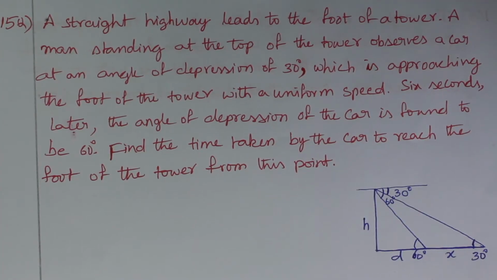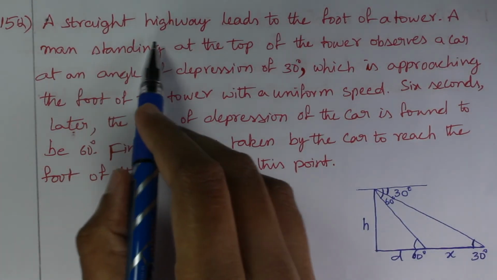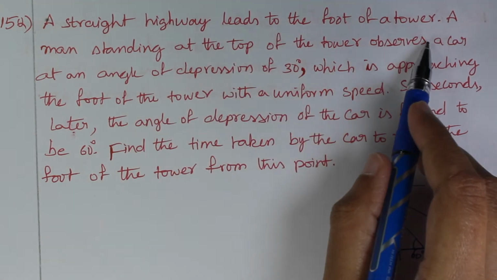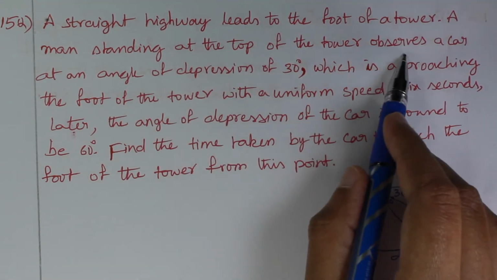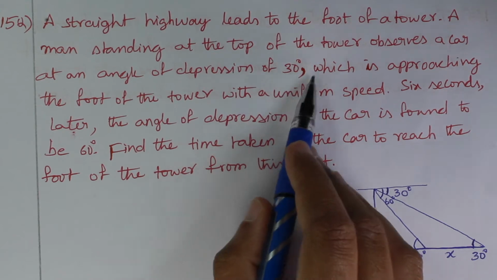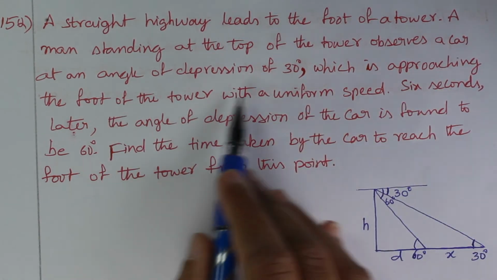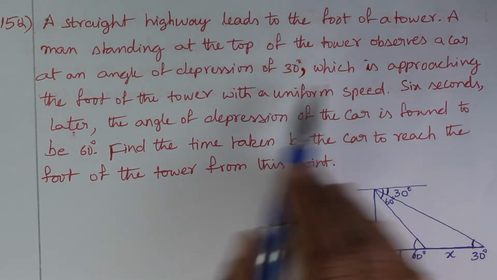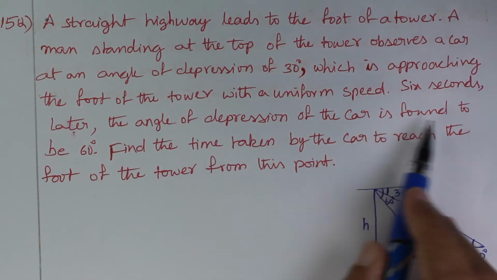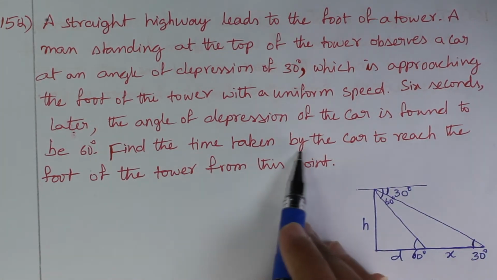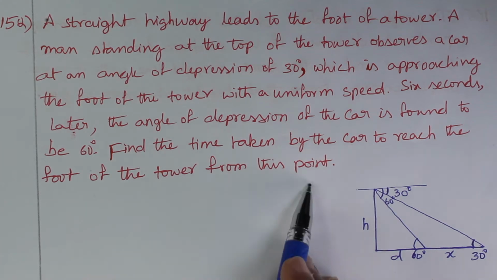Now let's go to the 15th question. A straight highway leads to the foot of the tower. A man standing at the top of the tower observes a car at an angle of depression of 30 degrees which is approaching the foot of the tower with a uniform speed. 6 seconds later, the angle of depression of the car is found to be 60 degrees. Find the time taken by the car to reach the foot of the tower from this point.